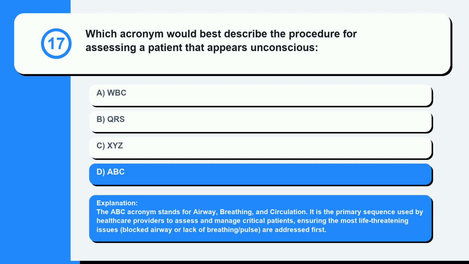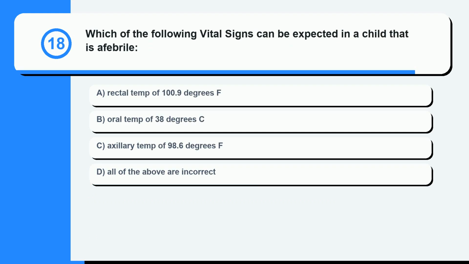Question 17. Which acronym would best describe the procedure for assessing a patient that appears unconscious? A. WBC. B. QRS. C. XYZ. Or D. ABC. The correct answer is D. ABC. The ABC acronym stands for airway, breathing, and circulation. It is the primary sequence used by healthcare providers to assess and manage critical patients, ensuring the most life-threatening issues, blocked airway or lack of breathing/pulse, are addressed first.